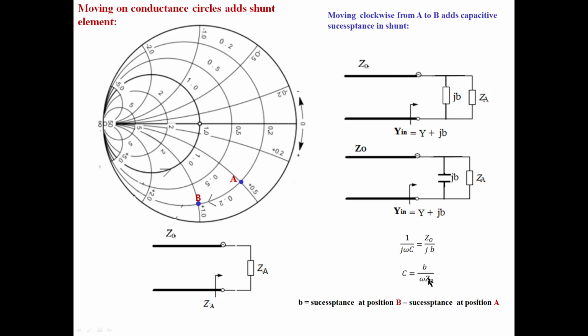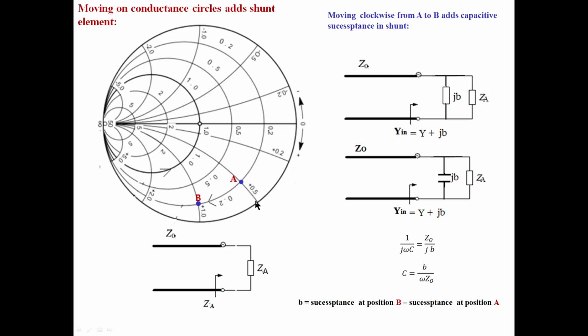Its value you can find out using this equation. For that B value you can calculate the susceptance at B and the susceptance at A. See like this, this is the susceptance circle passing, we note down this value. Similarly, through B, you note down the susceptance circle value, whatever it is. Whatever may be the position of A, it may be anywhere over the Smith chart on the conductance circle, that value you should take. So this gives the capacitance value. So like that, in doing impedance matching, this is the procedure.